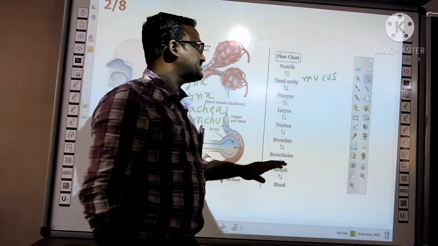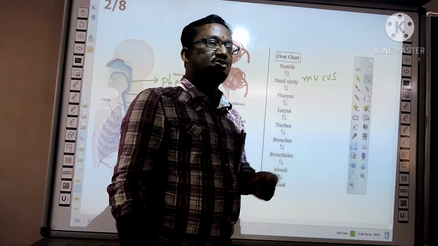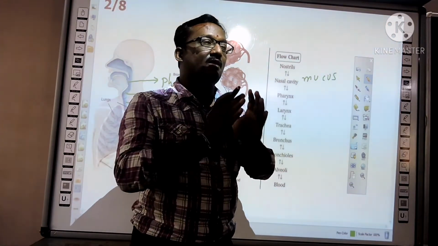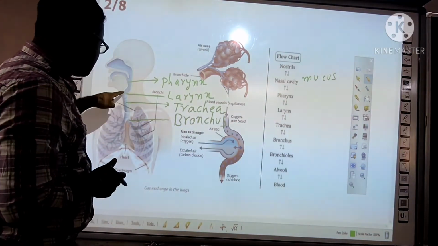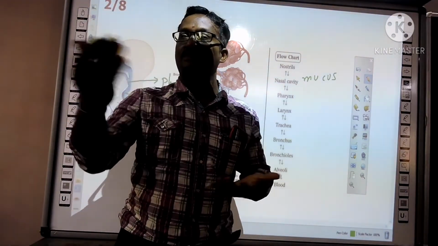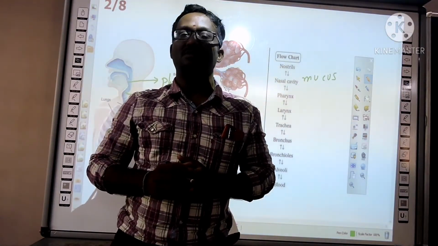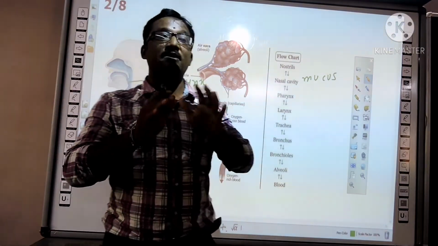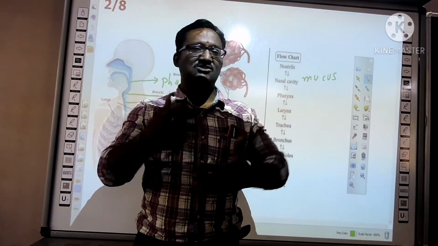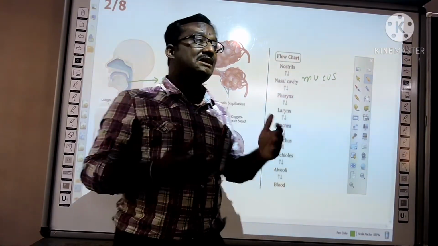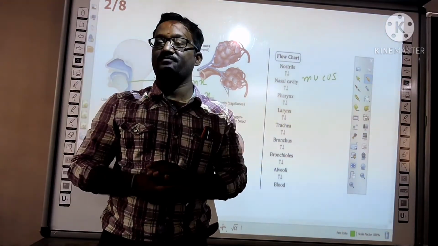So the warm and moist air now enters the next part, that is the pharynx. You should know about the pharynx. Pharynx is a common passage to both food pipe and windpipe. This is the windpipe, beside that is the food pipe, which we learn in nutrition, also called the esophagus. So pharynx is a common passage to these pipes. Since it is common, the food may enter into the windpipe. If the food enters the windpipe, it is harmful to the organism.